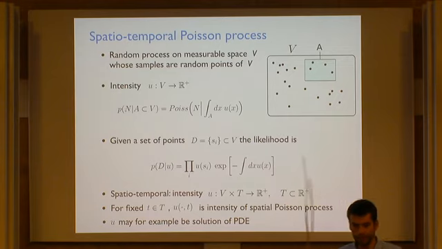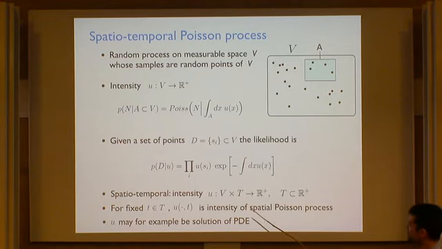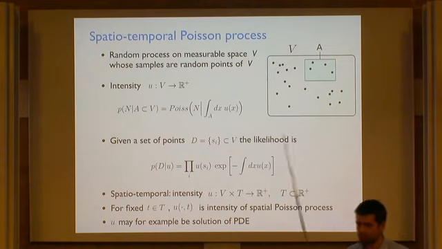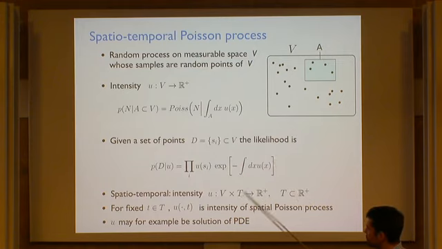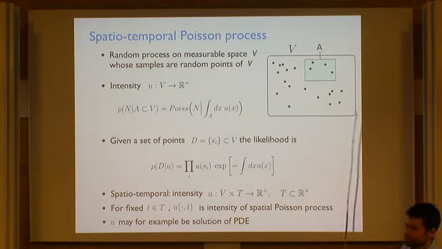We are interested in dynamical systems, right? So we will assume that intensity is also a function of time, and assume that for each fixed time point, we get an intensity that describes a spatial Poisson process. So we don't define a point process on the product space. We define a spatial Poisson process for fixed time points. An intensity U may, for example, be the solution of a partial differential equation. Okay, this will turn out to not be flexible enough, this type of process.